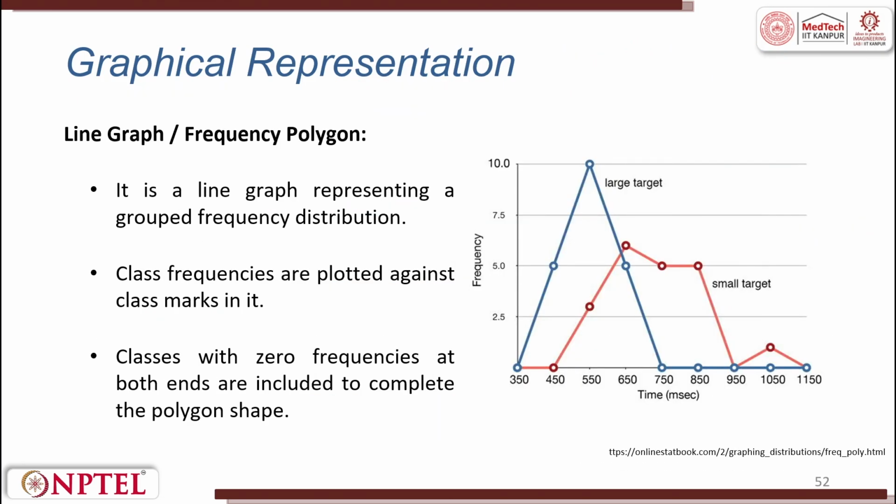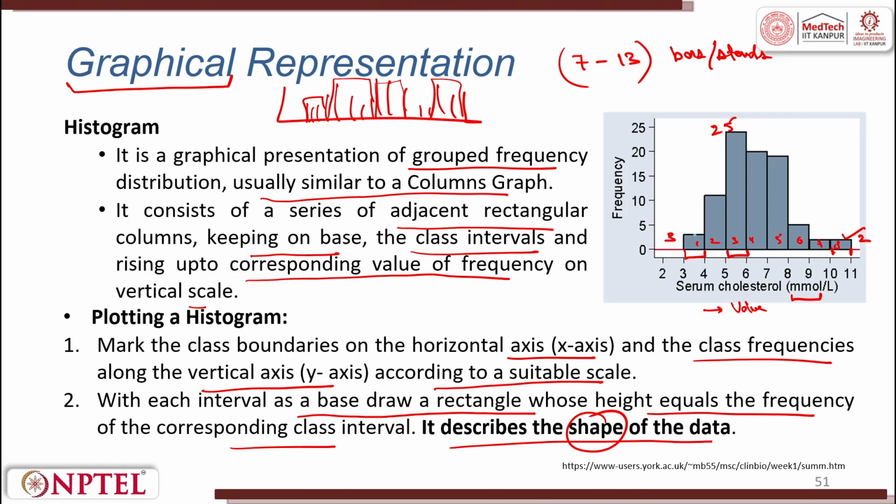Line graph or frequency polygon. It is a line graph representing a group frequency distribution. Class frequencies are plotted against class marks. If the interval is between 3 to 4, the class mark would be 3.5. The class mark between 7 and 8 would be 7.5. So, these are class marks.